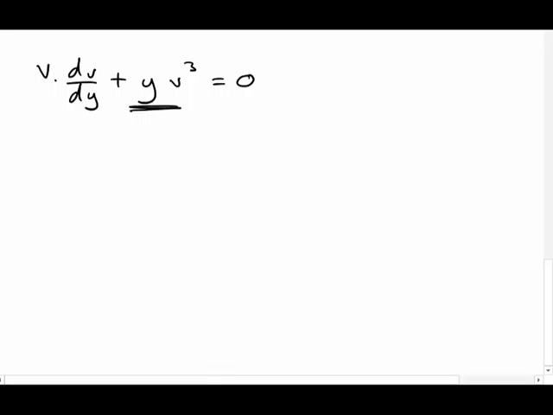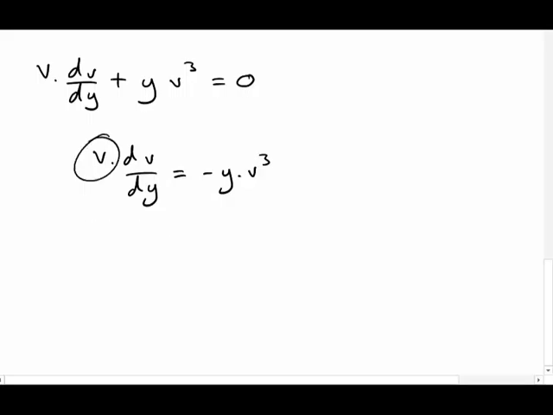Well, look what happens if I take this yv cubed onto the other side. So we end up with v times dv by dy equals minus y times v cubed. That is separation of variables, right? We can use separation of variables. In other words, if we get everything involving v on this side, and everything involving y on this side, then look what we end up with.